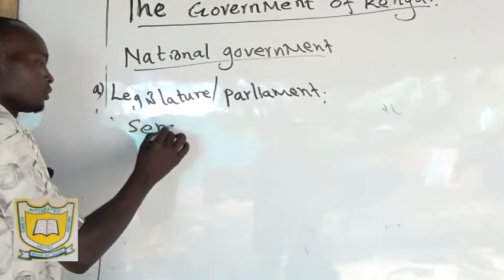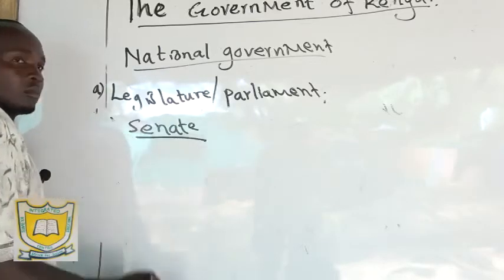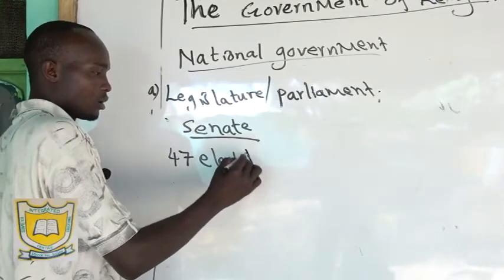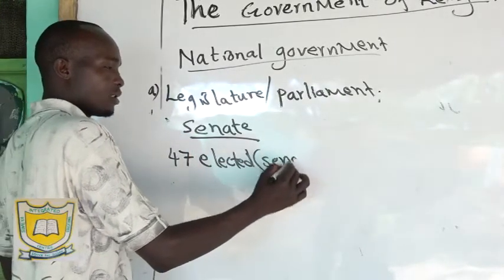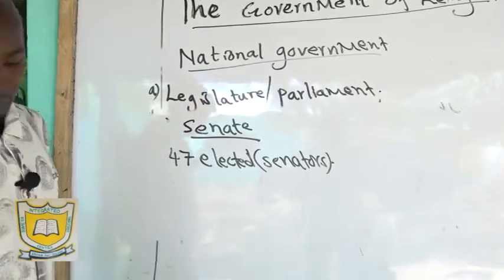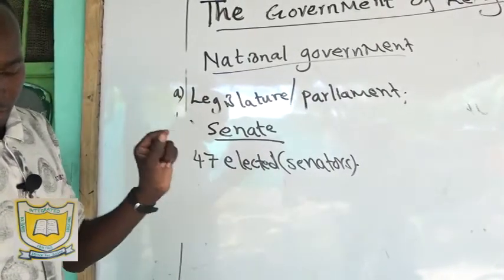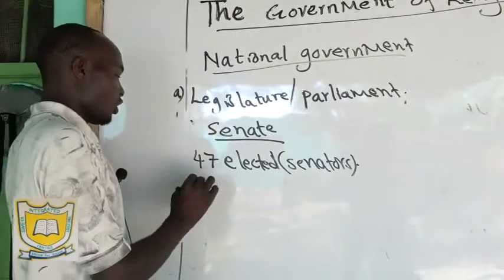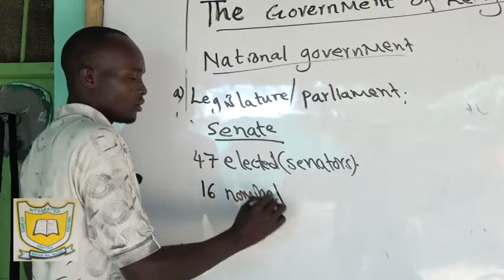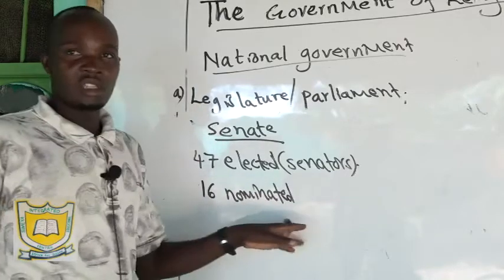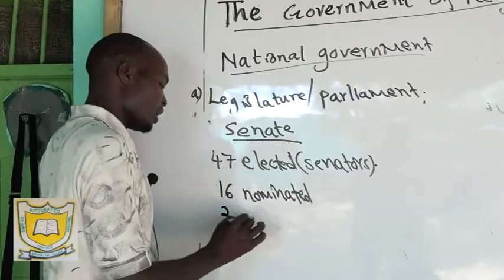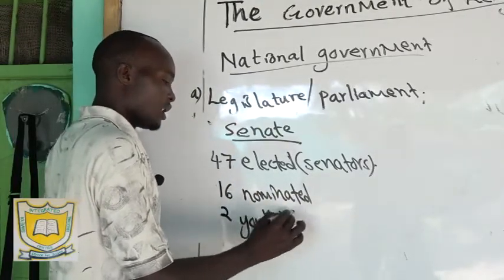In the Senate we have 47 elected members whom we call the senators. Now these people represent the counties. 47 elected members representing the county. Then in the Senate also we have 16 nominated women by political parties. They are also found here. Then we have two youth representatives.